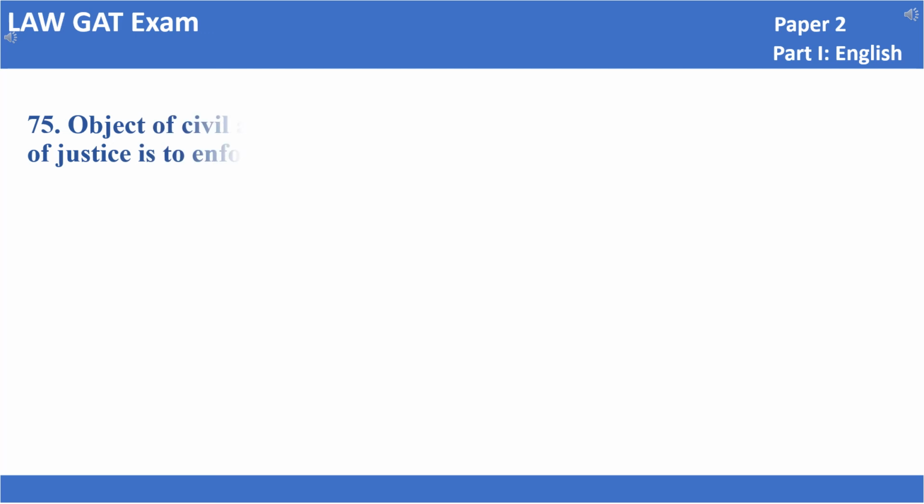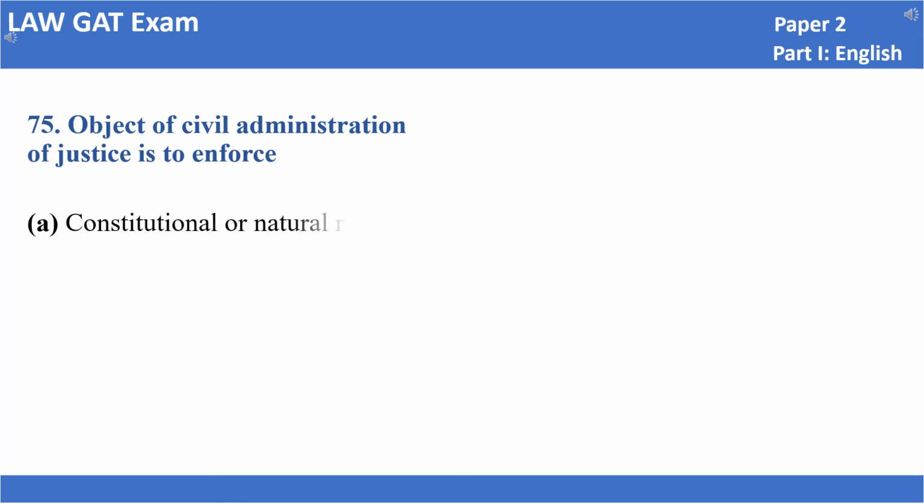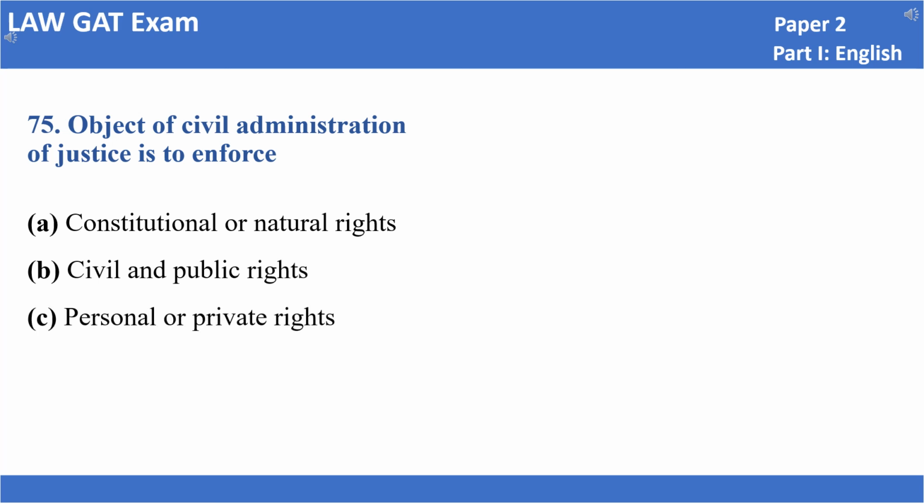Objective of civil administration of justice is to enforce, is it option A, constitutional or natural rights? Option B, civil and public rights. Option C, personal or private rights. Or is it option D, international or national rights? The correct answer is option C, personal and private rights.